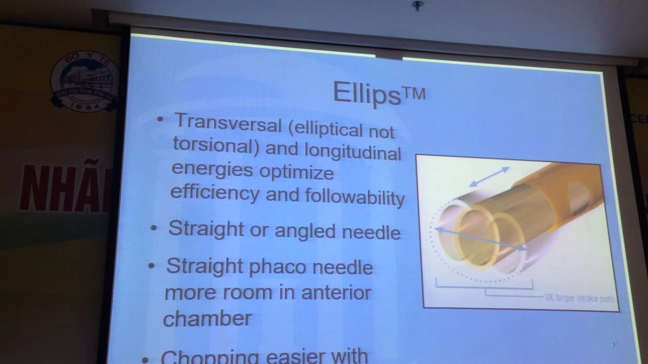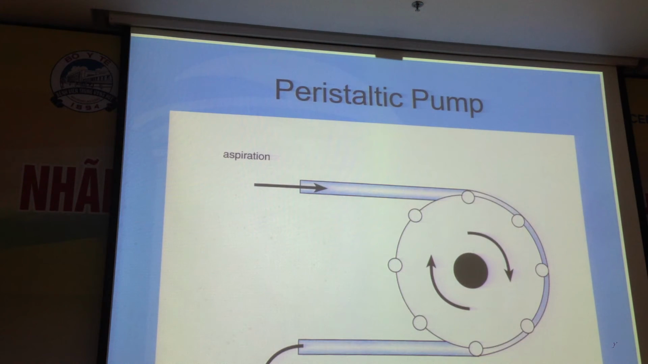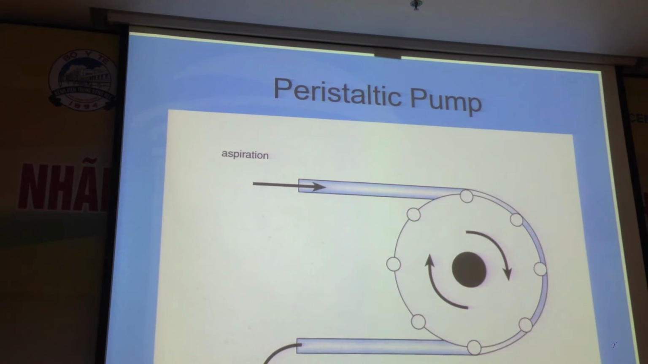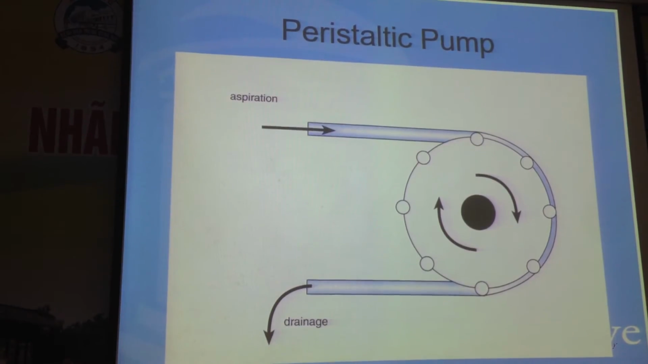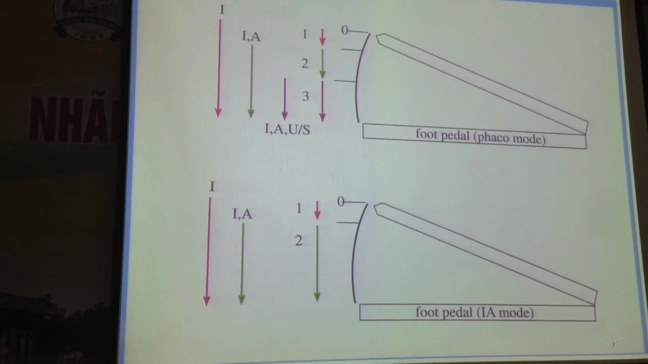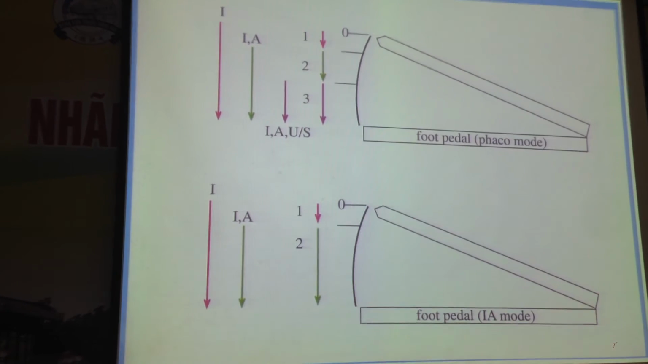It doesn't matter. I think that if you're going to go to advanced techniques like chopping, a straight needle is a whole lot easier to use. We have a peristaltic pump that was explained to you. In most machines this is simply a rotating pump. And we have a foot pedal, which has essentially 3 positions when you're in the phaco mode and 2 positions when you're in the irrigation aspiration mode.